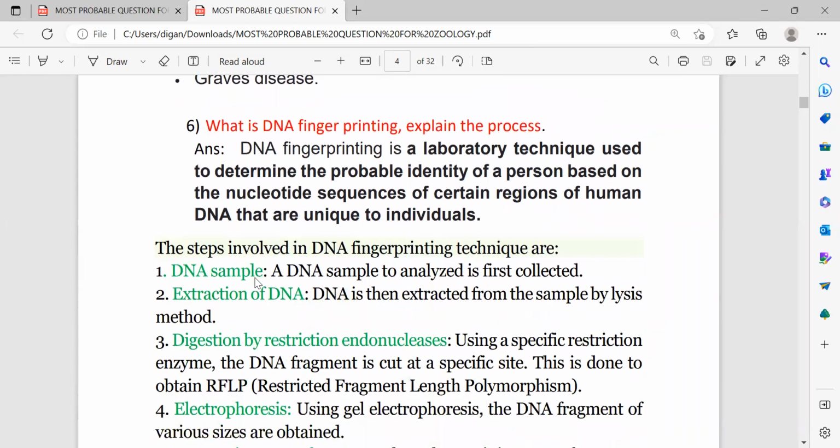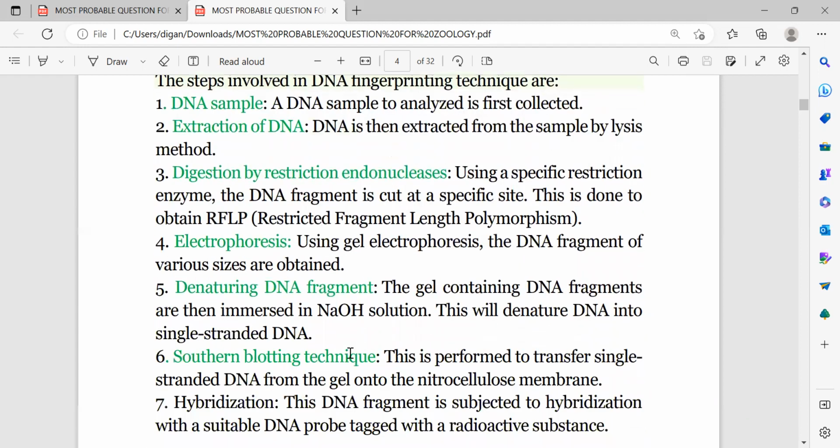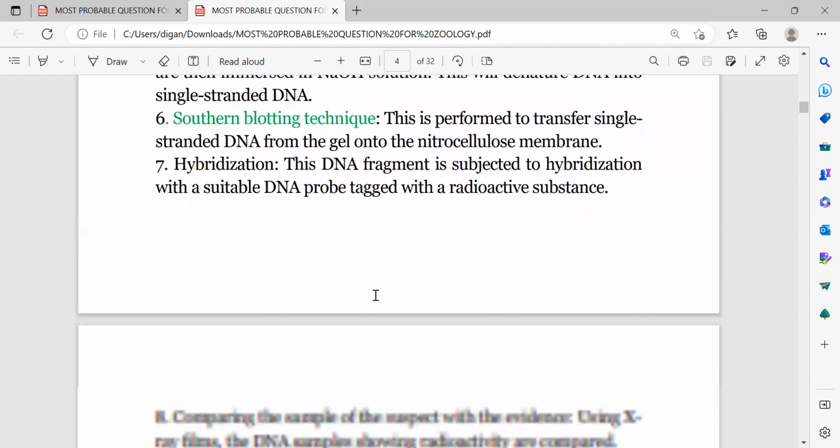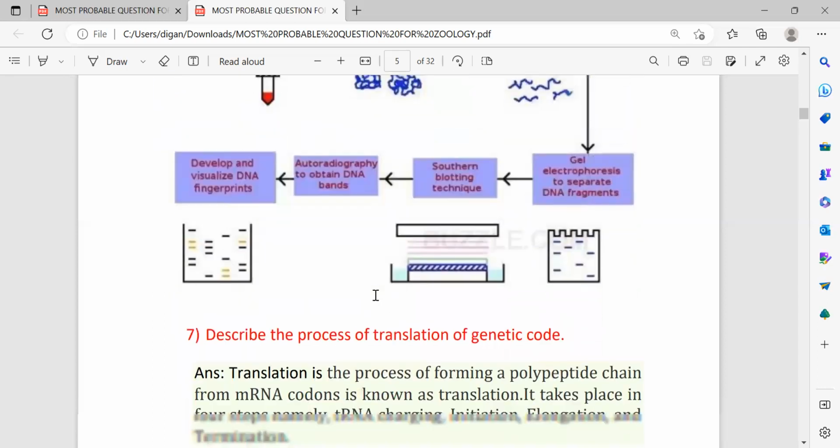What is DNA fingerprinting? Explain the process. So this is the definition of DNA fingerprinting, and these are the steps. If only a 2 marks question comes, you just write the headings which I have written in green letters. But if a 5 marks question comes, you have to write it as it is like this. And the Southern blotting technique is also important. Sometimes short notes come from the Southern blotting technique also. If you go through DNA fingerprinting, then the Southern blotting technique also comes under this. It is a part of DNA fingerprinting. Next, this is the diagram, and if only a 2 marks question comes with the definition, you just draw the diagram. No need to explain the steps.